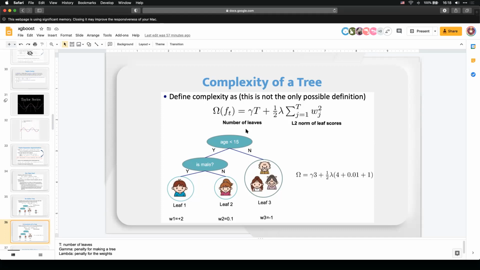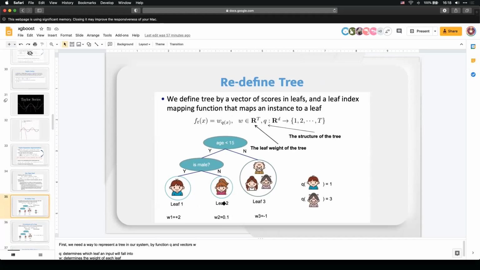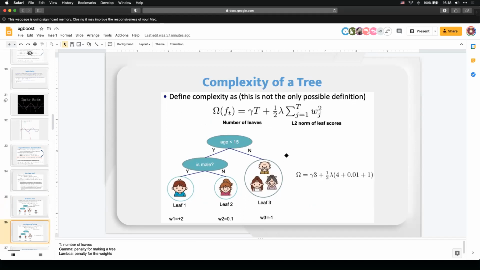And T is the number of leaves, as what you just saw here. T equals 3. We have 3 leaves. Yeah, same thing here. We have 3 leaves. Then 1/2 plus this is lambda. Lambda is also a penalty. It's a penalty for the weights, and also this is like when we talk about the L1 or L2 norm, we don't want the weights to be like 10,000 or even bigger, right?